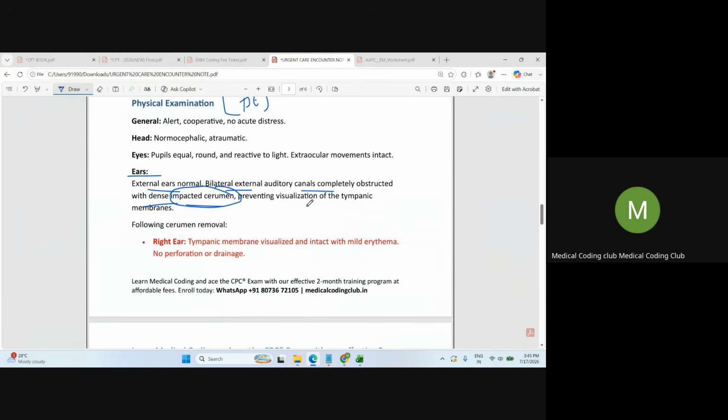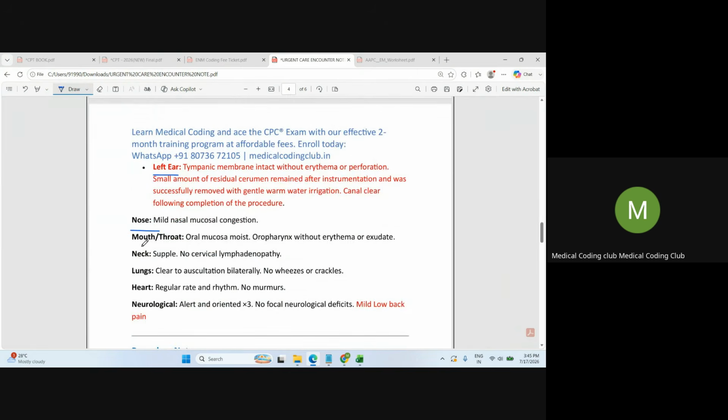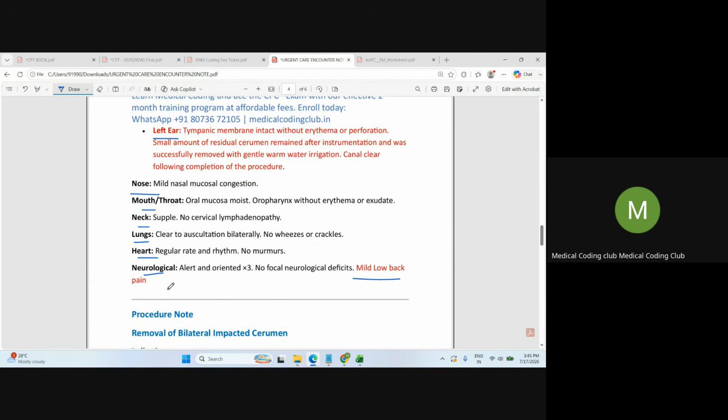And then on the right ear there is impacted cerumen, and on the left ear also there is impacted cerumen. Now we need to check what else: nose, mouth, neck, lungs, heart, and neurological. Here they have also said that the patient is having mild low back pain. So while coding the diagnosis, you must code the mild low back pain code and not the low back unspecified code, because here you have the clarity that they specified it's low back pain. I'll show that when we are coding the diagnosis.